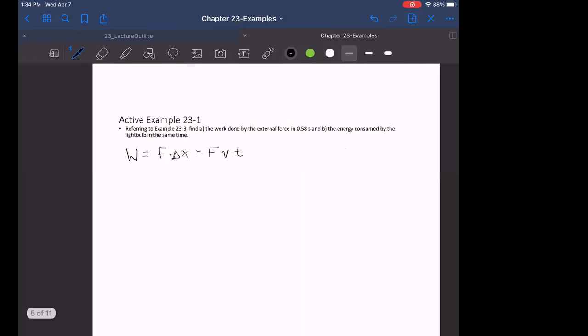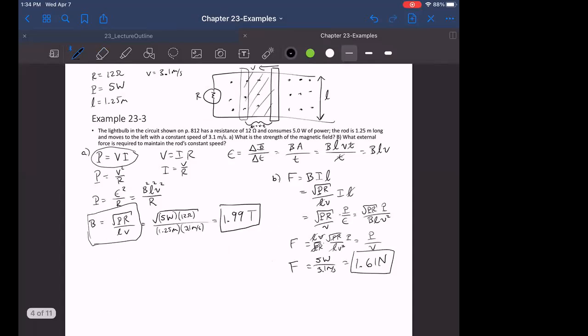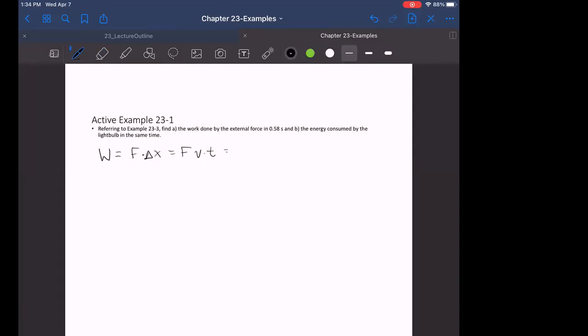Okay. And so we found what the force was, right? P over V. P over the speed, right? Times the speed times time. So this is just power times time. It should make sense, right? Because power is work over time. Nice little self-consistency right there, isn't it? And so that's all we have to do.